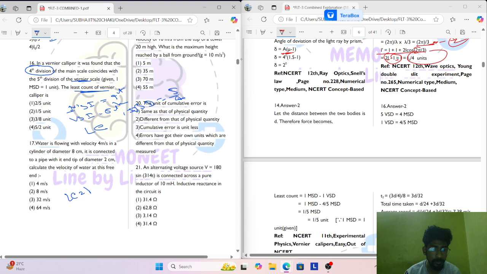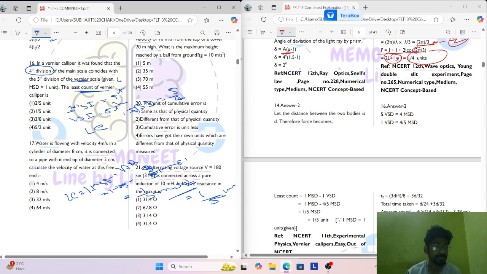1 MSD minus 1 VSD is equal to what? 1 MSD minus 5 by 4 MSD, or rather 4 by 5 MSD. That is equal to 1 by 5 MSD. MSD equals 1 unit. So 1 into 1 means 1 by 5 unit. Option number 2 will be the correct option here.